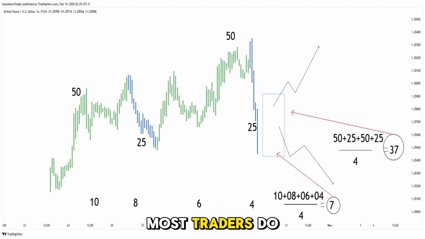Now, what do most traders do? They hold on, thinking it'll keep going just a little further. But what happens instead? They give back their profits because they ignored the time factor. This is why you need to be aware of time as much as price. It's not just about how high or how low the price goes, but it's about when the move is due to reverse.